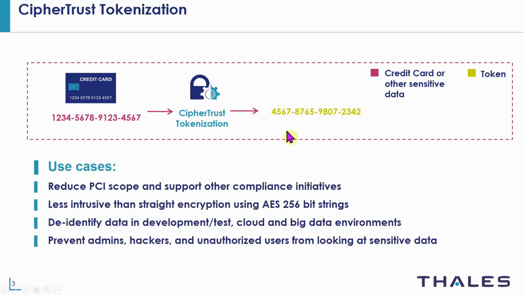So some of the use cases are reduced PCI scope and support for other compliance initiatives. It's less intrusive than straight encryption using AES 256-bit strings, since that would not be maintained in the format of a credit card, for example, and would be much longer and a different type of data element. De-identified data in development, test, cloud, and big data environments. Prevent admin attackers and unauthorized users from looking at the sensitive data.